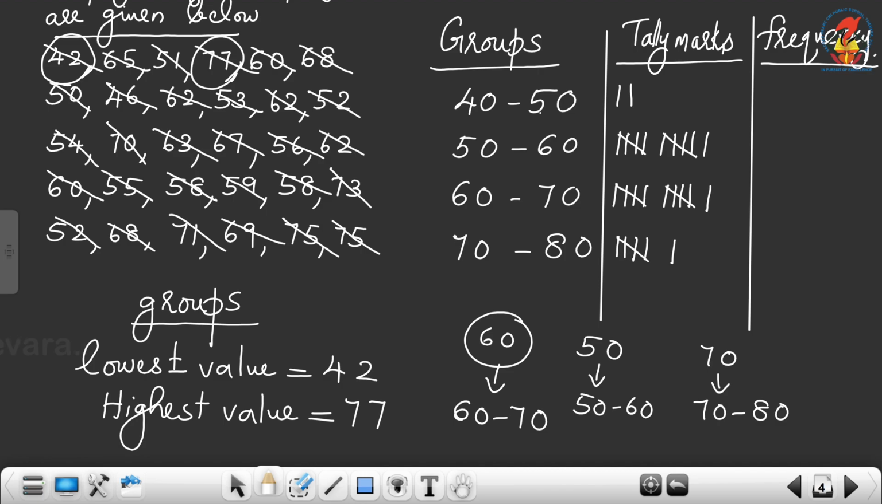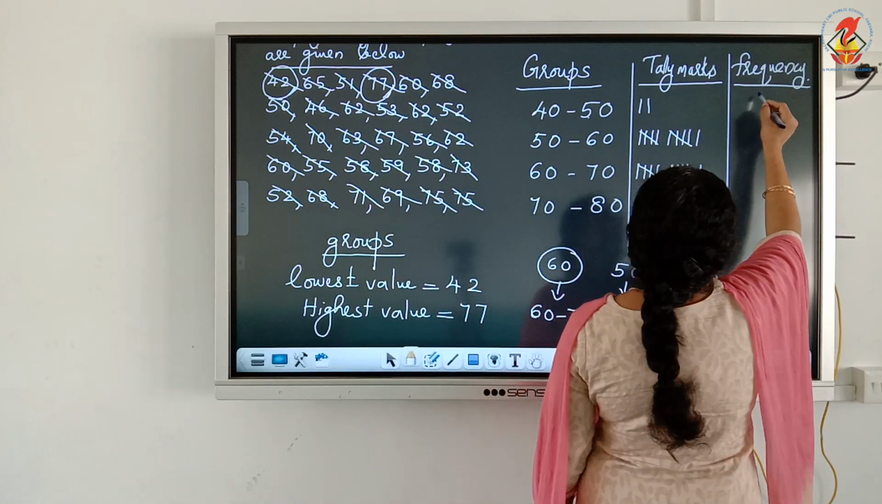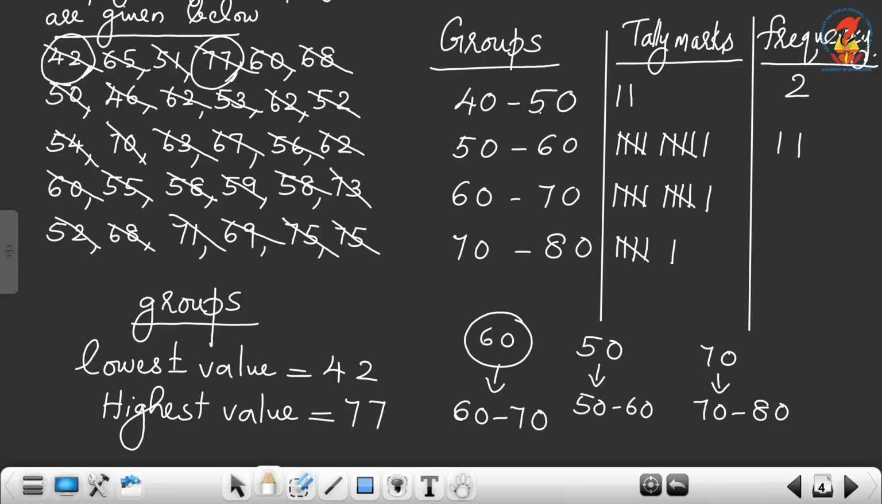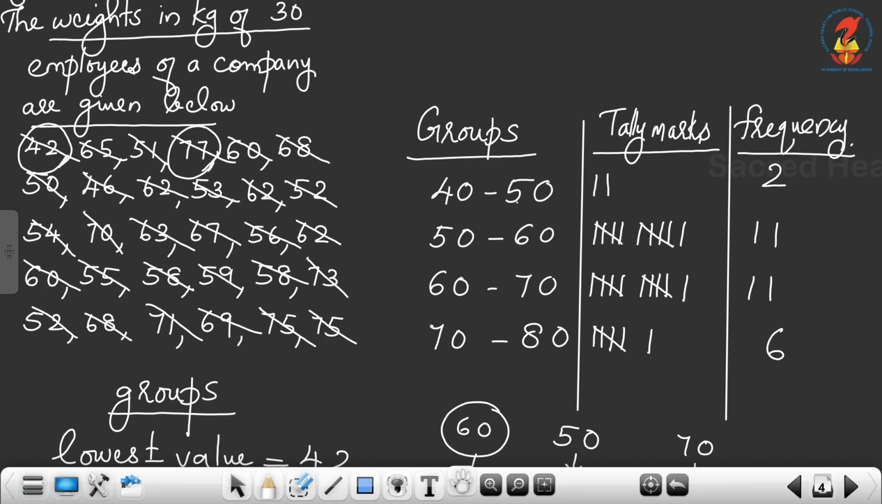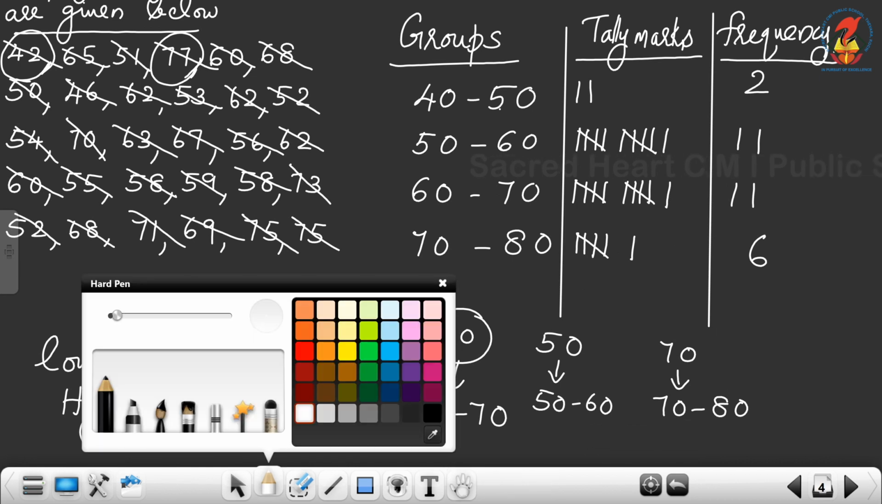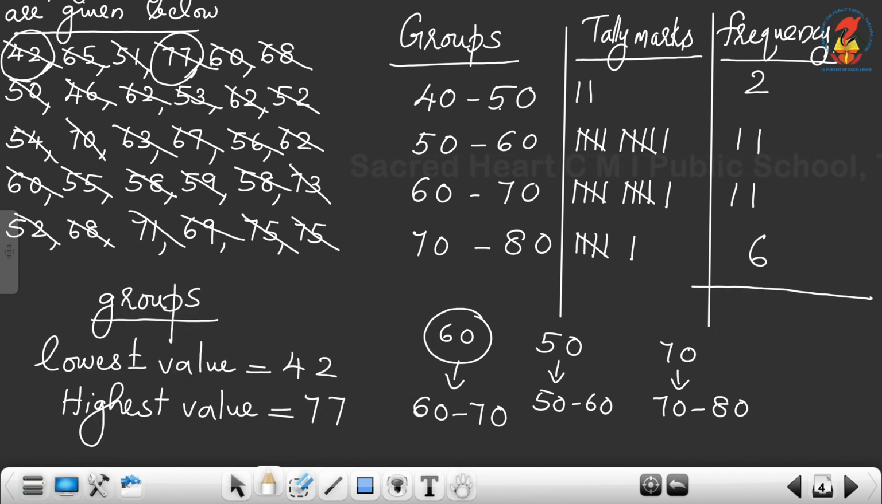Now we can find out the total number of tally marks: 2, then 5 plus 5, 10 plus 1, 11, again 11, then 6. How many observations are given? 30. So when you add it, you have to get 30. Total.